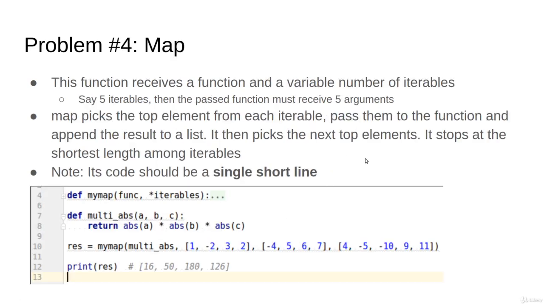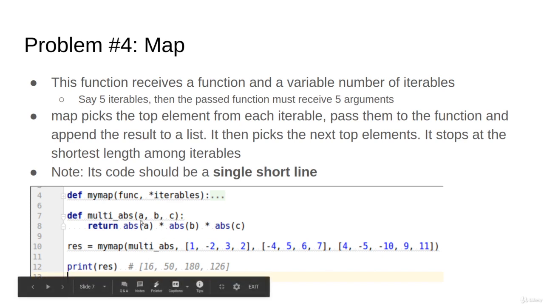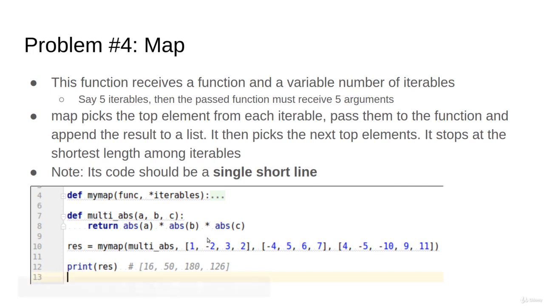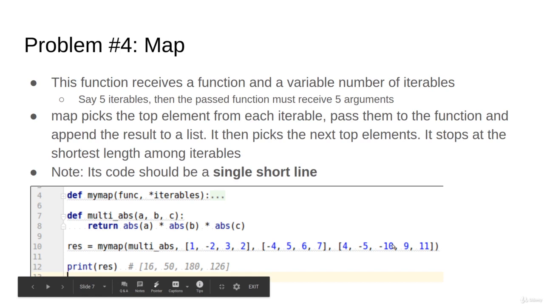In problem number 4, we are going to create our own map function. The map function receives *iterables, which means it receives a variable number of iterables. Looking at the code here, we are passing a function that takes 3 arguments and computes the absolute value and multiplies all of them together. And we are passing 3 lists. Observe the 3 lists and a function that takes 3 arguments. If we are passing 4 lists, we will have a function that receives 4 arguments.